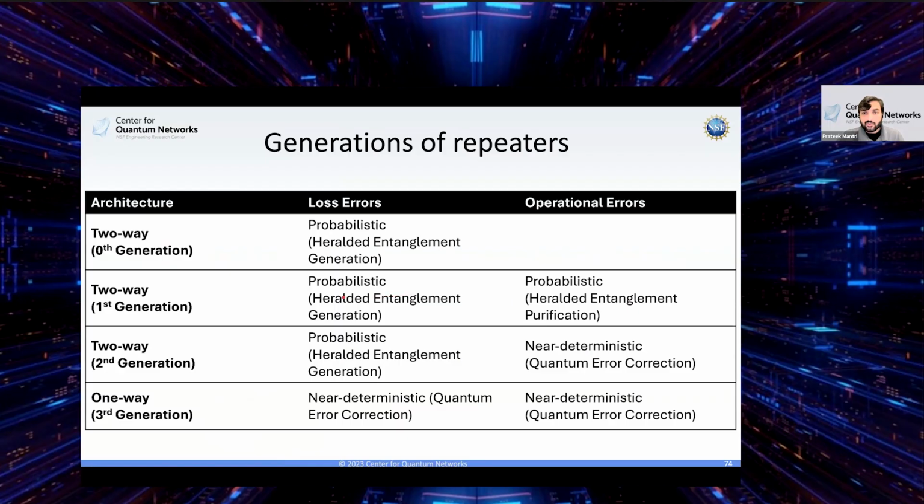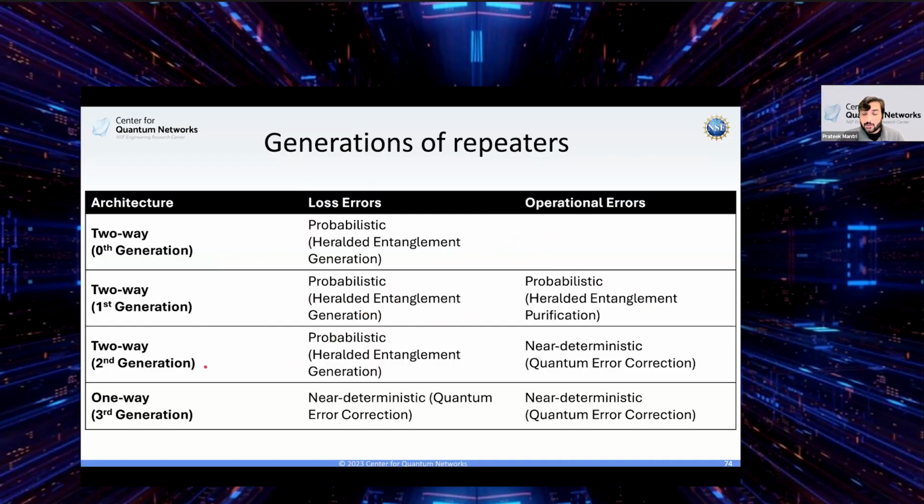The others, where we use probabilistic entanglement generation to tackle the loss errors and probabilistic methods to tackle operational errors, give way to what is called the first generation. We still use two-way classical communication. So we need to exchange this information for using the probabilistic methods as we saw earlier. So the distillation part and the generation part is also probabilistic.